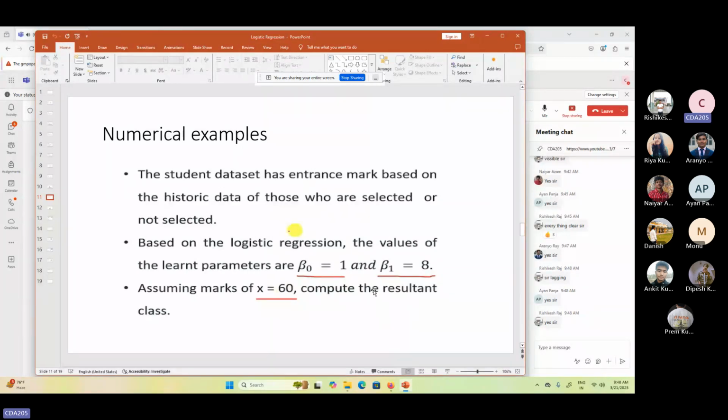Some internet issues, the internet is a little bit slow. Can you see the screen?